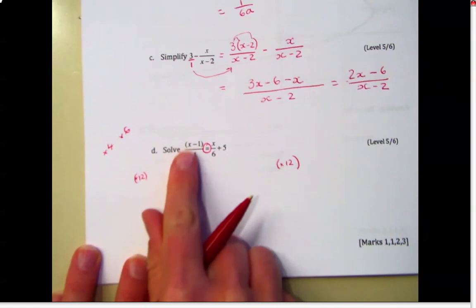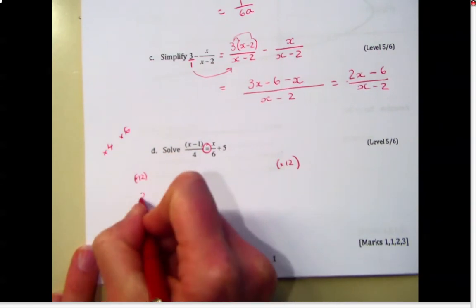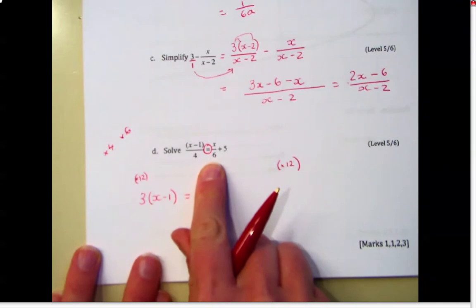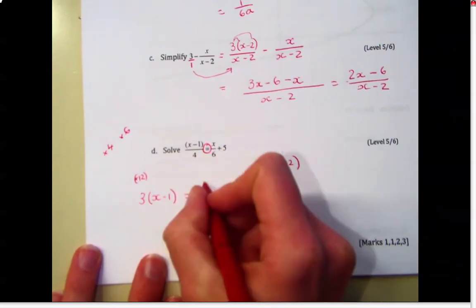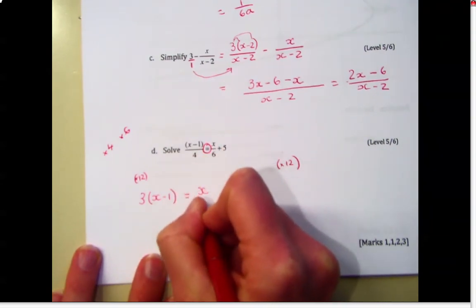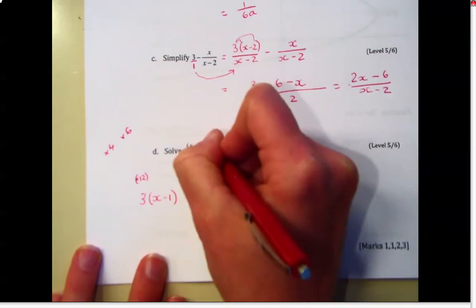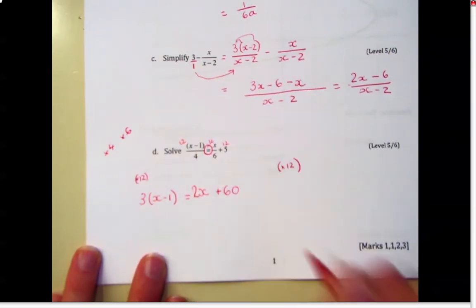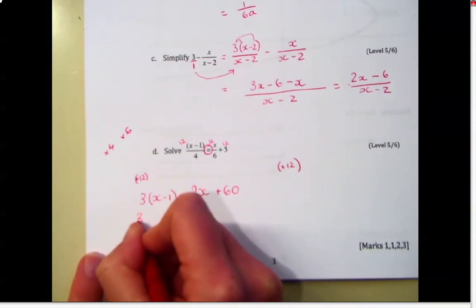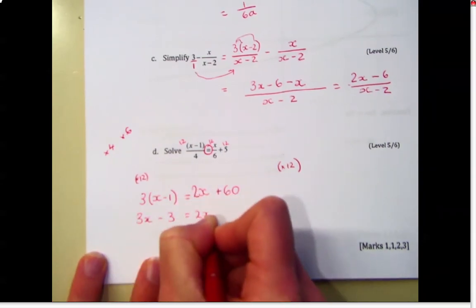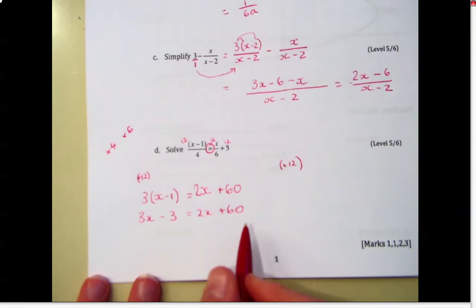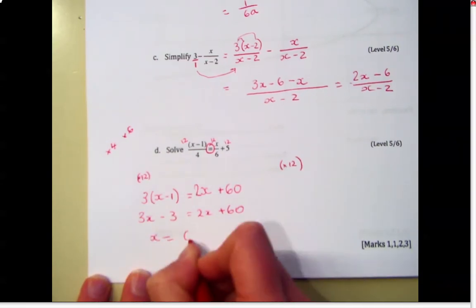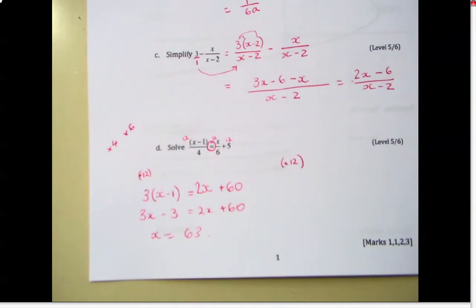When I multiply this by 12, the 12 and the 4 becomes a 3. When I multiply this by 12, the 12 and the 6 become x over, 2x. Yeah, so I'm multiplying this by 12, and this by 12, plus 60. This is now a linear equation, so I'm just going to multiply out the brackets, and I'm going to collect all my x's on one side. So subtract 2x gives me x, and add 3 gives me 63. Any questions?